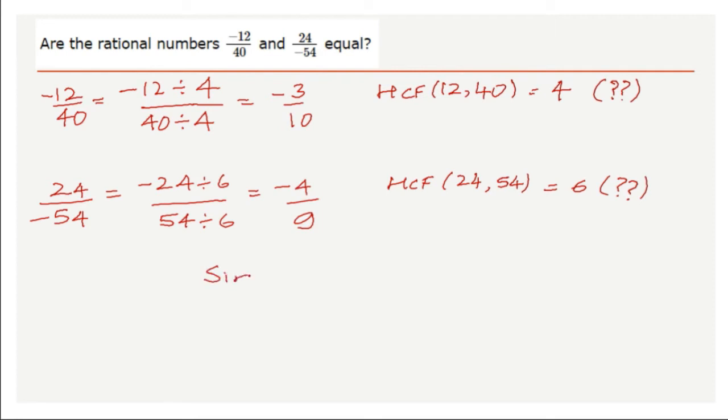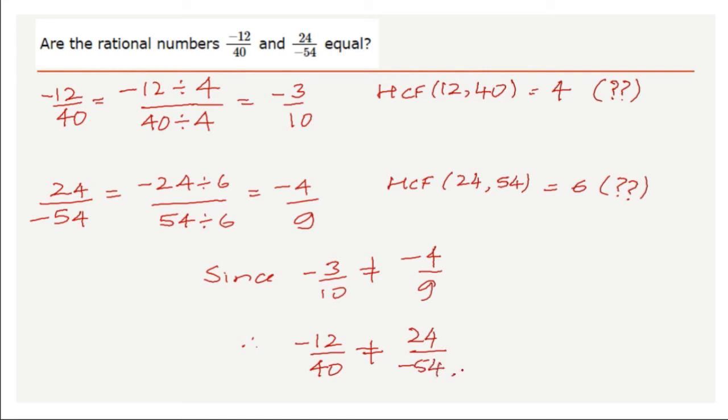Since negative 3 upon 10 is not equal to negative 4 upon 9, we have negative 12 upon 40 not equal to 24 upon negative 54. They are not equal. This is one way of checking whether the given rational numbers are equal or not.